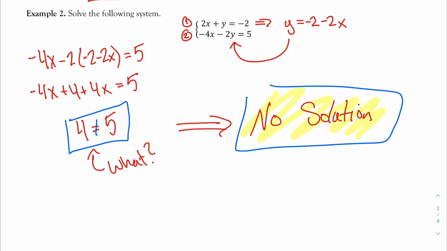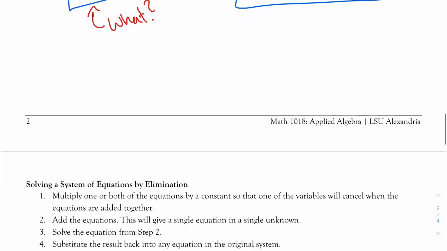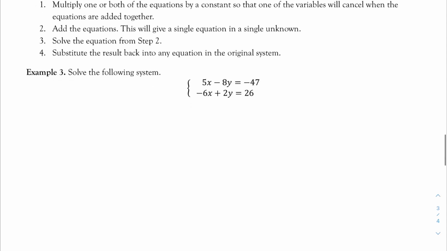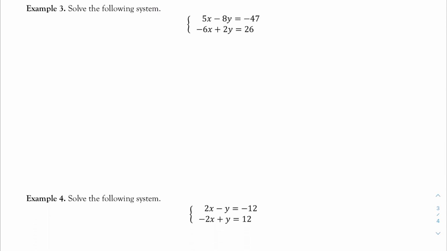Now we're familiar with the substitution method. The second method we can talk about is the elimination method. Instead of going through the instructions, you can take a moment to pause and read them. Let's jump straight into example 3. Solve the following system. I could use substitution if I really wanted to, but let's use elimination for practice. Here I have 5x minus 8y is equal to negative 47, and negative 6x plus 2y is equal to 26. Once again, I'm going to label these as equation 1 and 2, respectively.